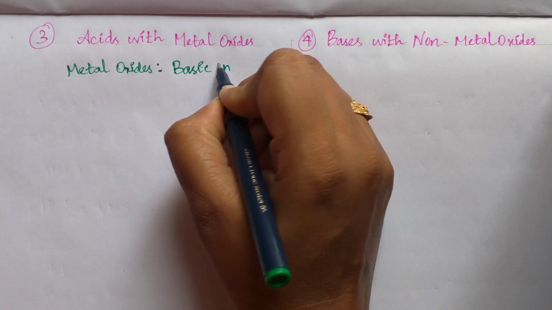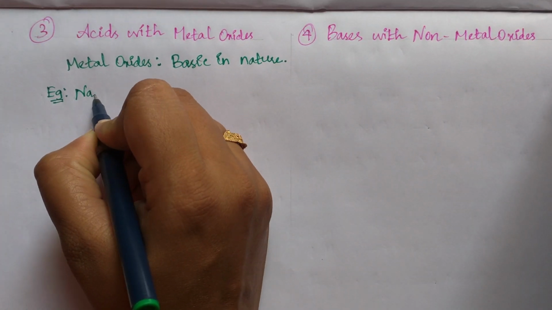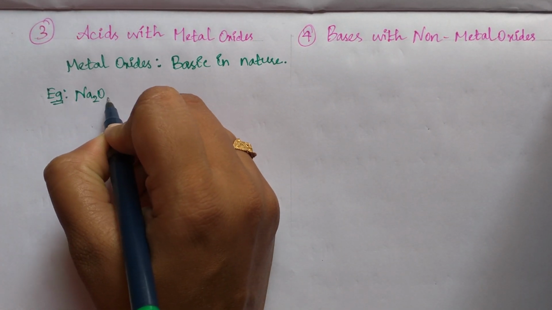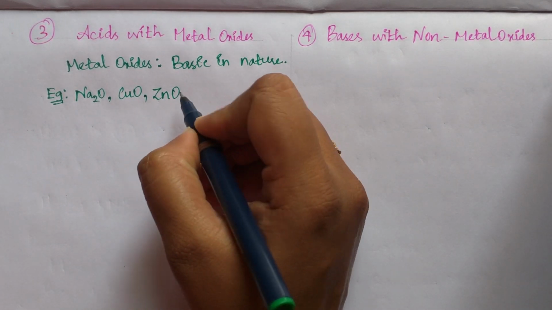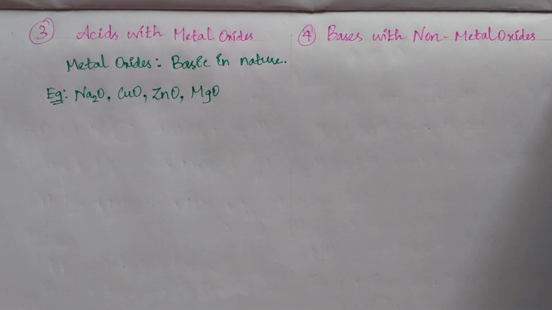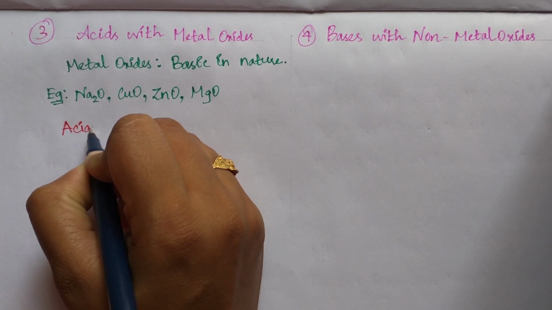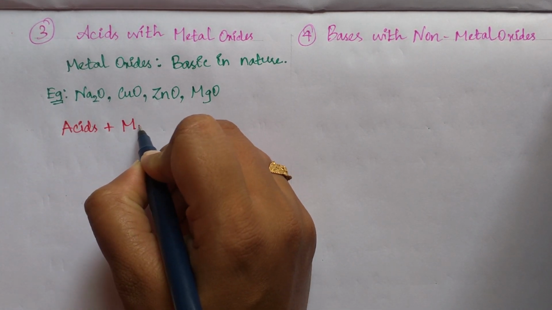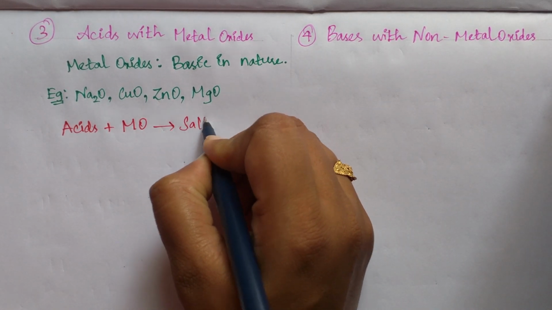Okay, so metal oxides are basic in nature. Sodium oxide Na2O, copper oxide, zinc oxide, magnesium oxide. These are the examples for metal oxides. When these metal oxides react with acid, what happens? Acid plus metal oxide gives salt plus water.